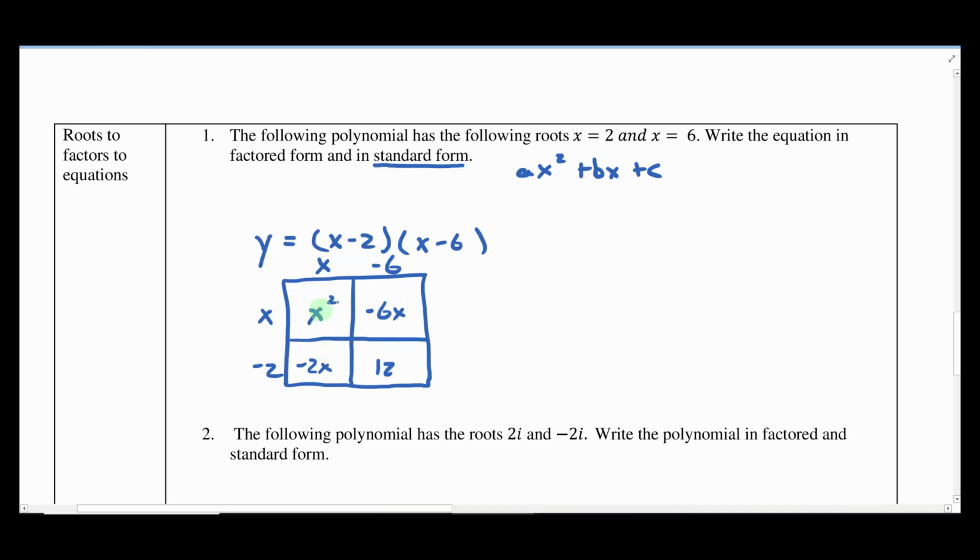Okay, so here we go. So I've got x squared minus 6x minus 2x plus 12. All right, so we're starting to look like this thing now, right? So all I've got to do is combine like terms, right?